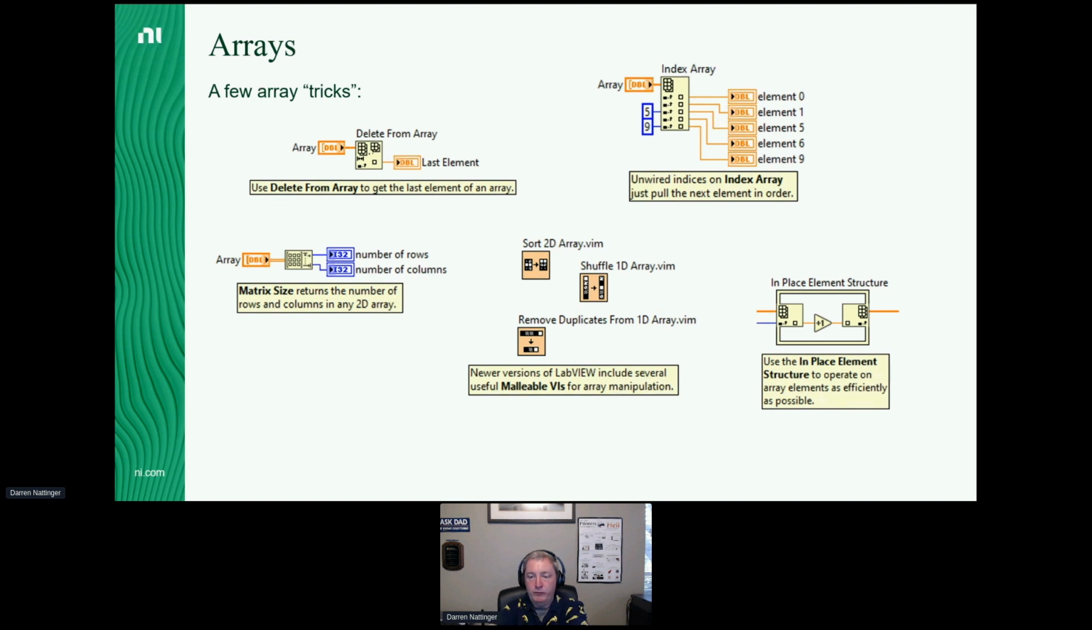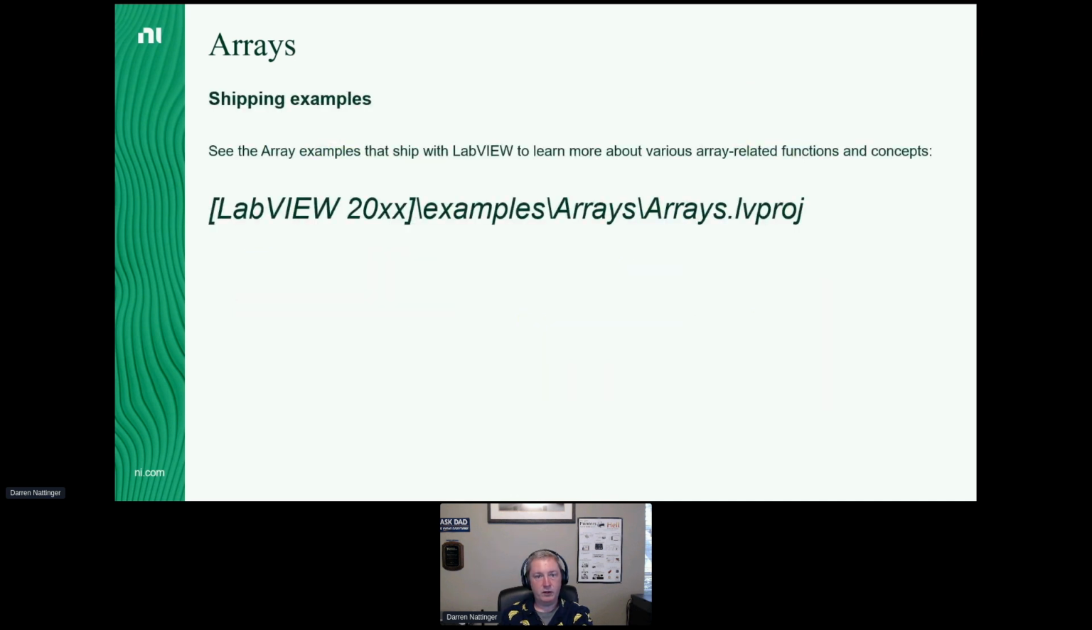And then in the bottom right corner, we've got the in-place element structure, just a way to operate on arrays efficiently. Most of you guys know about that. One thing you may not know is that there is a VI Analyzer test called in-place element structure usage that will scan your diagrams and detect patterns where you are not using the in-place element structure, but you probably could be to improve your code's efficiency. So check out that VI Analyzer test if you have not seen that before. All right, I think that's mainly what I wanted to talk about on arrays. We've got some shipping examples there.